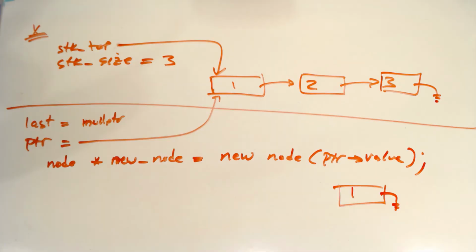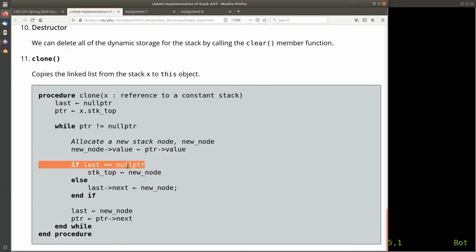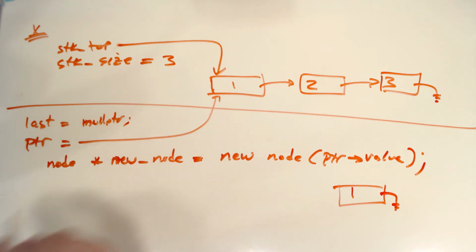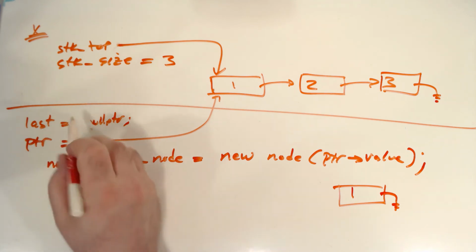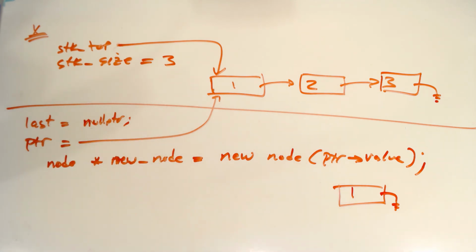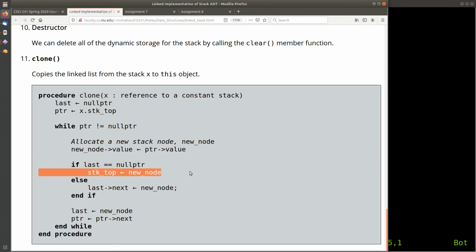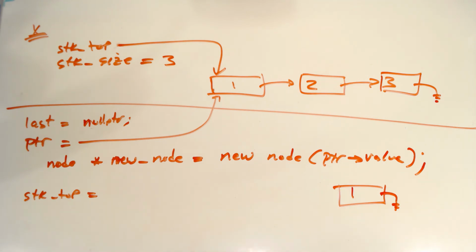So what happens then? We ask, look, is last equal to null pointer? And the answer is yes, because we initialized it to null pointer up here, right? Pardon my penmanship there, so this is supposed to be an L. Now, in that particular case, we say then, and only then do we say stack top equals the new node. Well, that makes sense because stack top at this point will be the first node in the list. So I'm going to just put a big arrow right there. So stack top now will equal that new node that we just made.